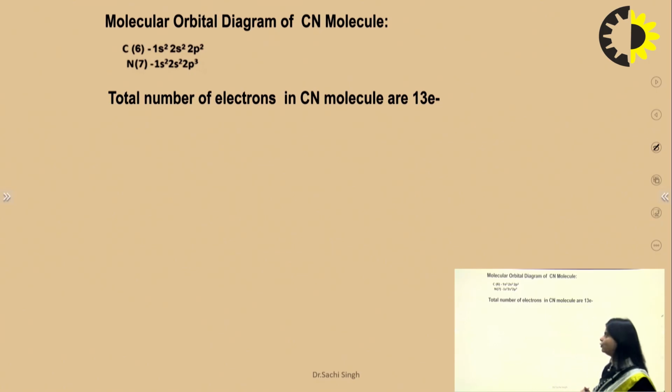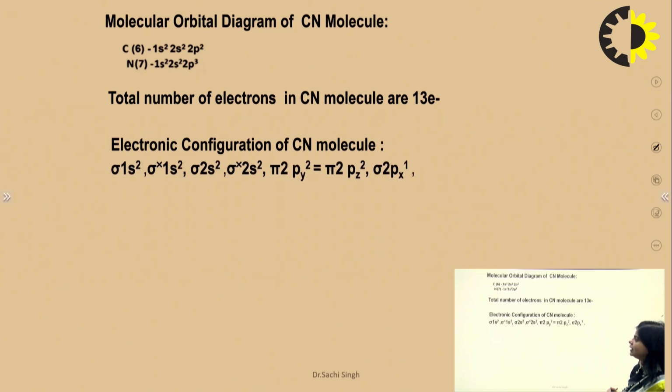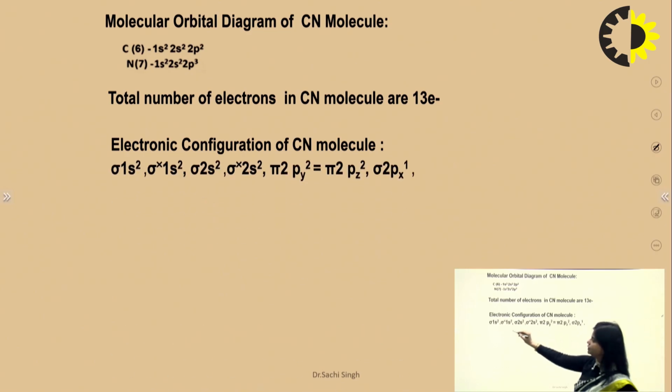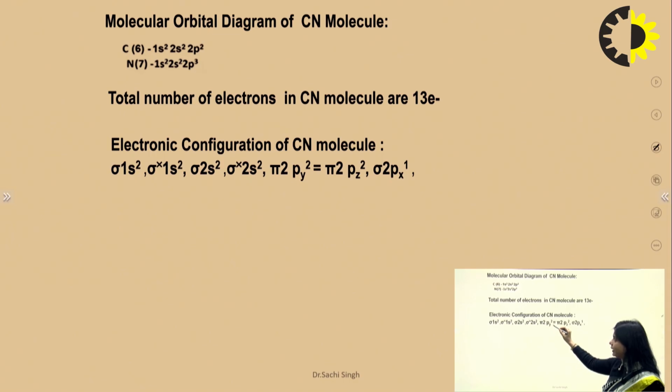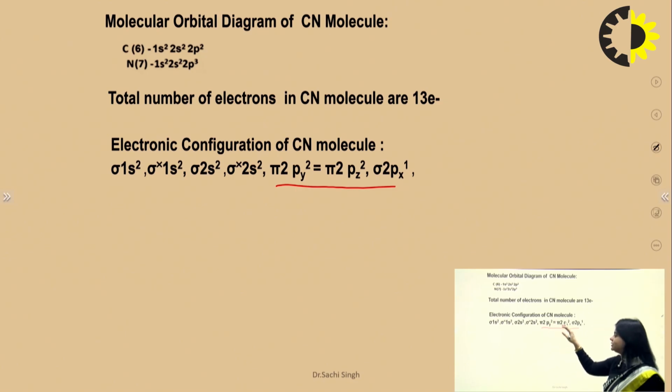So according to case 1, the configuration is sigma 1s2, sigma star 1s2, sigma 2s2, sigma star 2s2, pi 2py2 and pi 2pz2, because it follows case 1. That's why the pi orbitals are written first and then the sigma orbital. So this is the electronic configuration for the CN molecule.